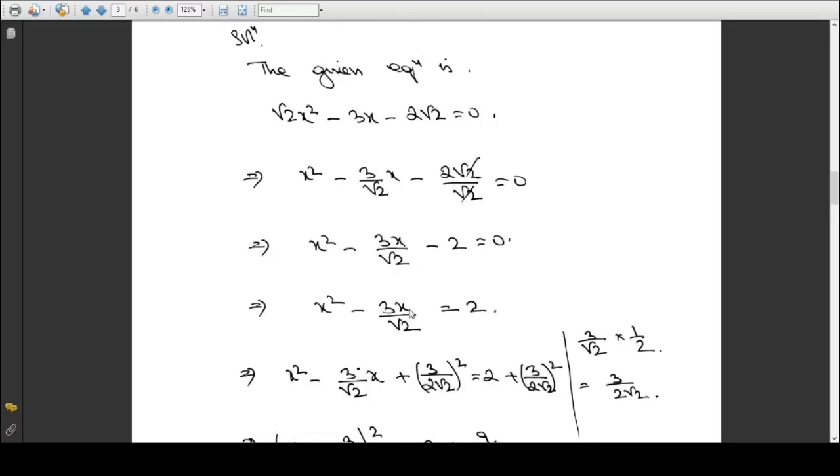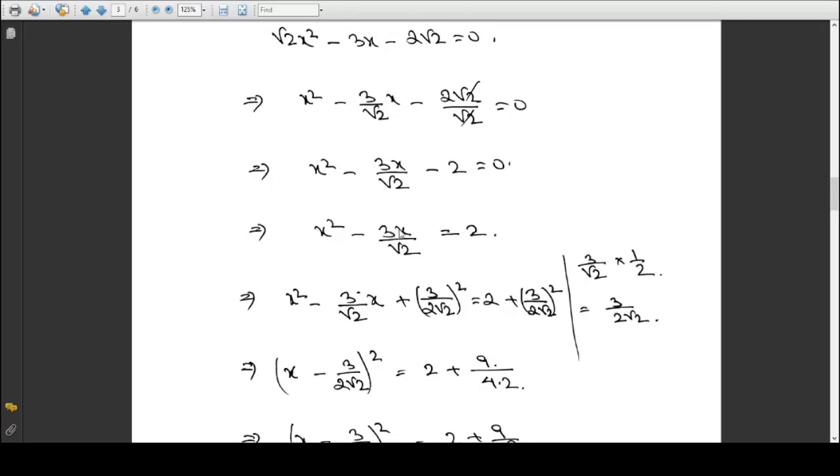Now here look for the coefficient of x. Always remember that we have to look for the coefficient of x square, half of that, and then square it, and that square should be added to the left and the right side. That is the procedure. Now look for the coefficient of x here. It is 3 by root 2. Half of that, when you multiply by 1 by 2, will give us 3 by 2 root 2. Now the square of this you add to both the left and the right.